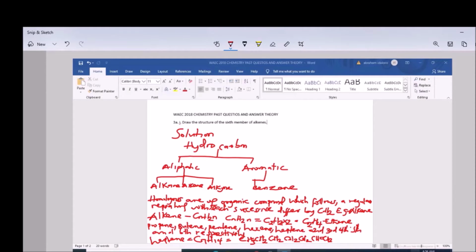Then we can have the branch structure like this. So the branch structure of heptane is given below as, we have C, 5, 6, 7, then we have the double bond here, then we have our hydrogen atoms bonded with the carbons here. So we have the hydrogen atoms bonded with carbons. So this is the structure of heptane.